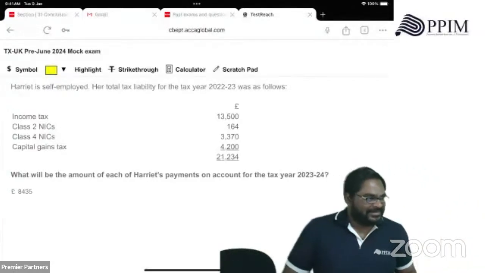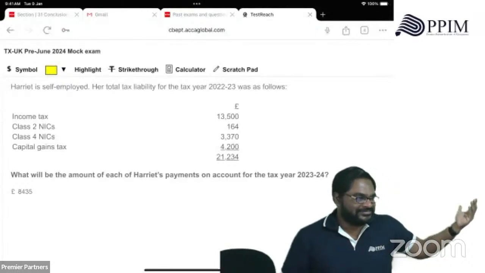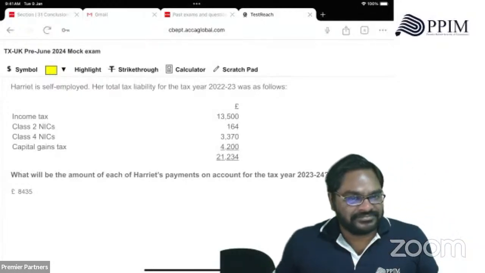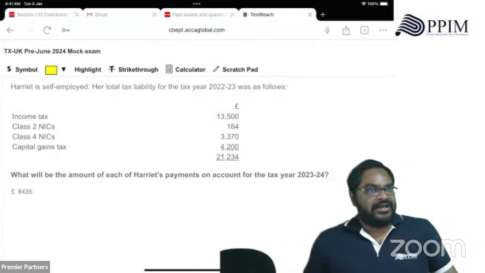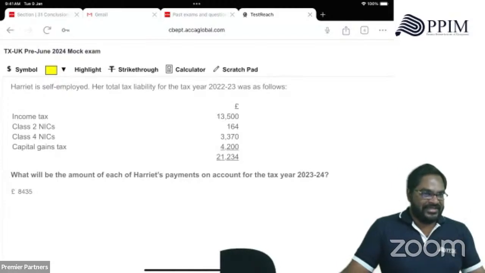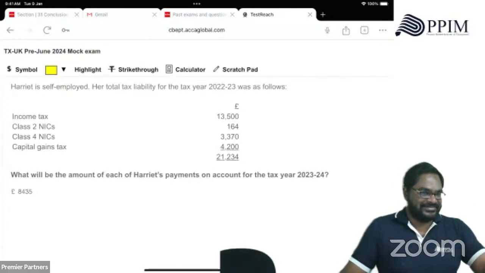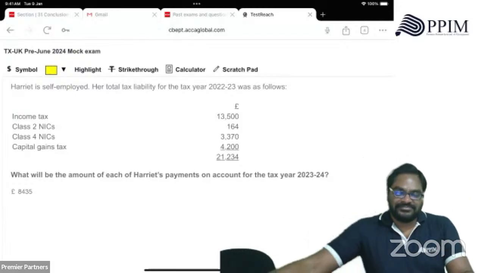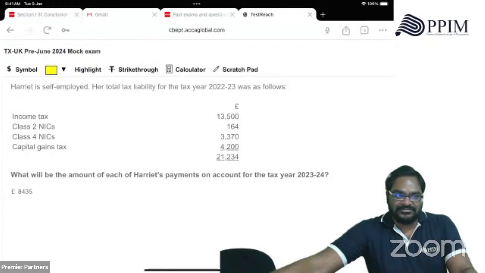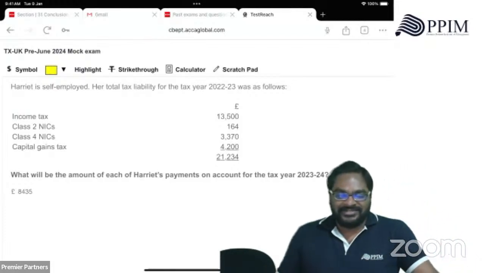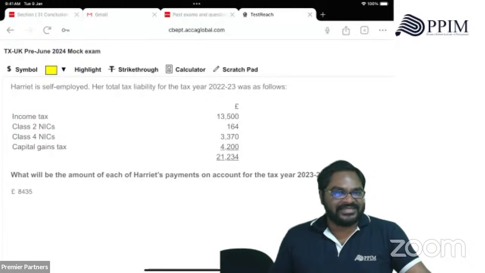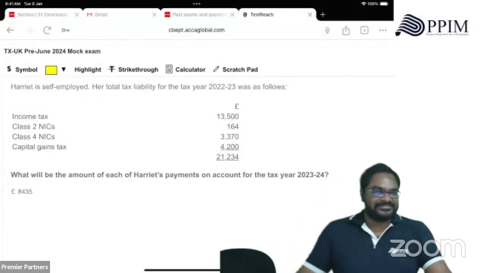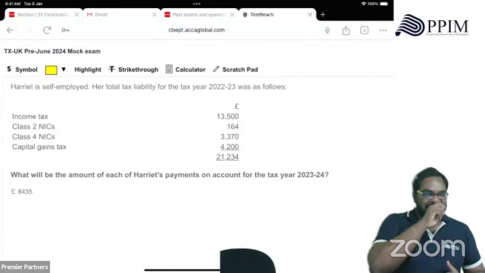Class 2 is a weekly payment, right? It doesn't have anything to do with your income. Agree? So this payment will be paid in two installments: 31st July and 31st January. That's why we are dividing by 2. So the first payment is 31st July 2024, the second payment 31st January 2025. So each 6 months basically.